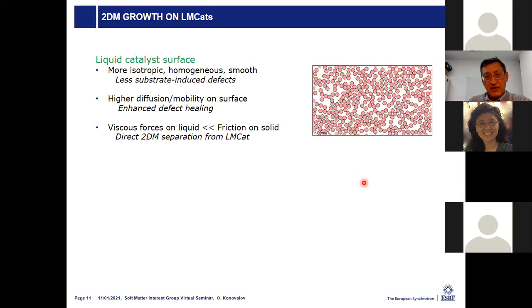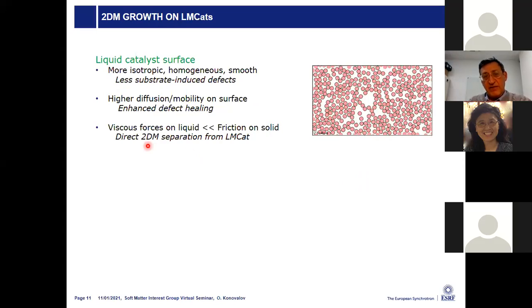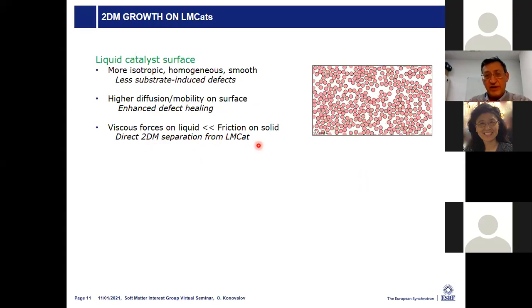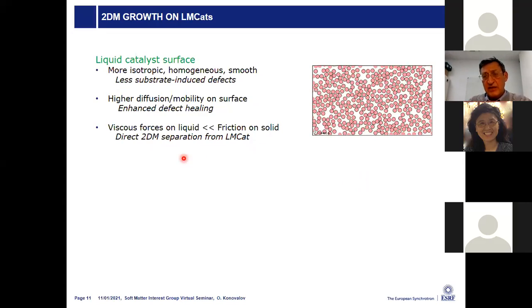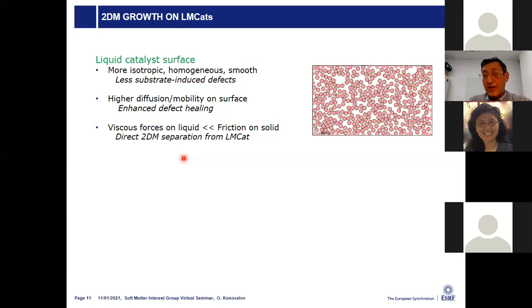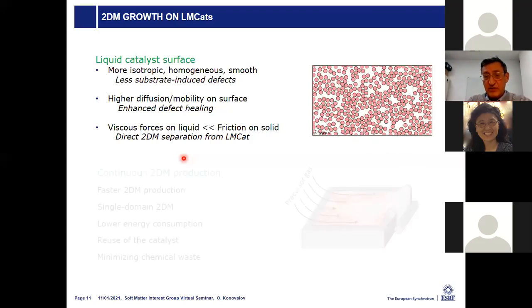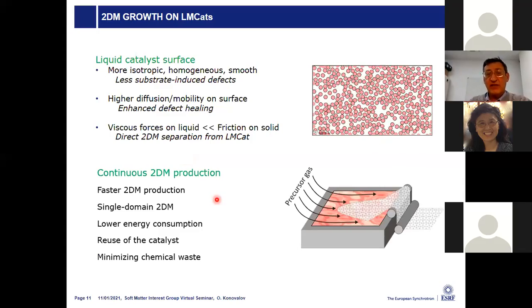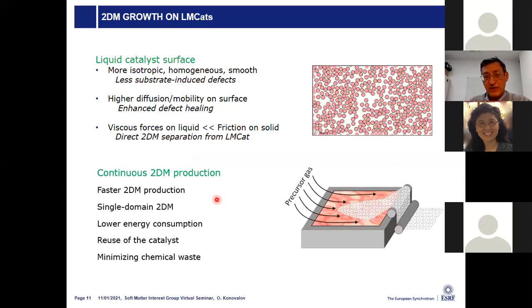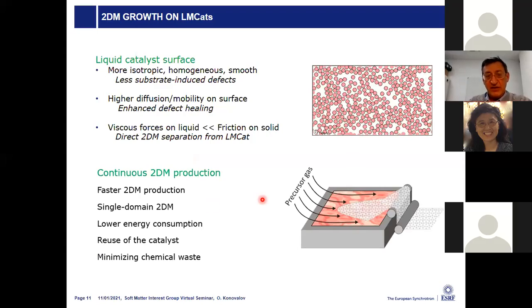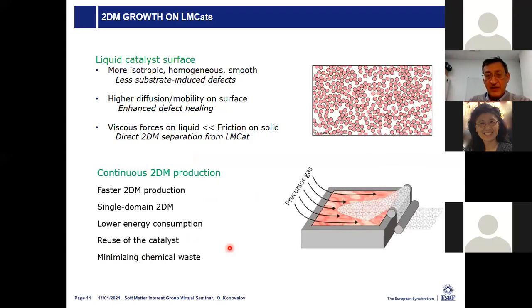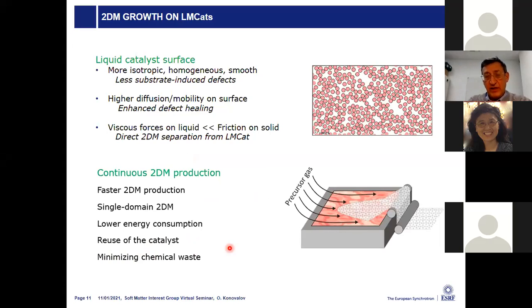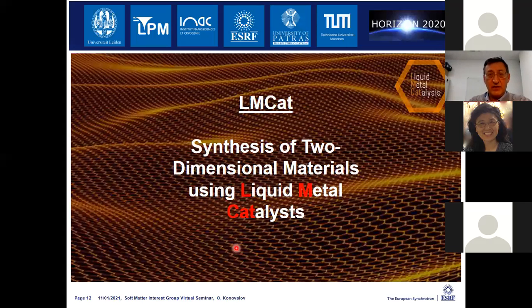Another interesting thing is that the viscous force in a liquid is much lower than the friction on a solid for the 2D material. So there is a possibility to remove the samples from the surface more easily and make, for example, a continuous production of 2D materials. So it will be fast, single domain, low energy consumption, with reuse of the catalyst, and minimized chemical waste. This was our idea when we organized the consortium between the IDT beamline and 5 other institutions.